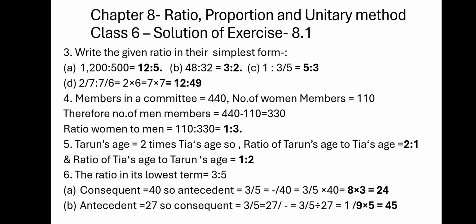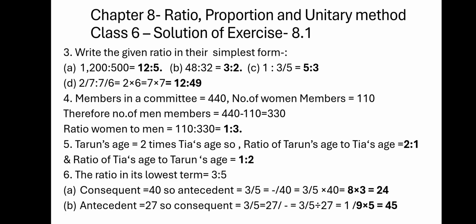Sixth question. The ratio in its lowest term is 3 is to 5. Now consequent is given. That is the second term is given. So we have to find antecedent. Now what we have to do for that? 3 upon 5 multiply by 40. We have to multiply it by 40. So that will give you 24. So the antecedent is 24. You can check. 24 is to 40 is 3 is to 5 because both are divisible by 8.